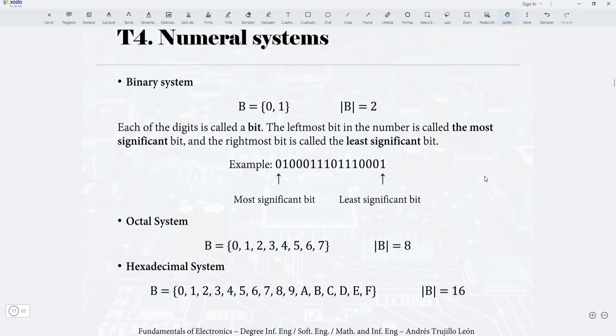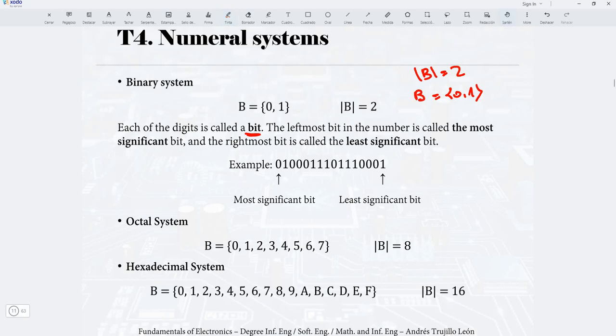More things. Now we are going to look at different bases. We are used to the decimal base, but we are going to see the base 2, the base 8, and the base 16. When the base is 2, we have the binary system, and the elements are 0 and 1, and the cardinal is 2. When we have a binary number, we are going to consider the bits. Okay, digits are called bits in the case of binary systems.